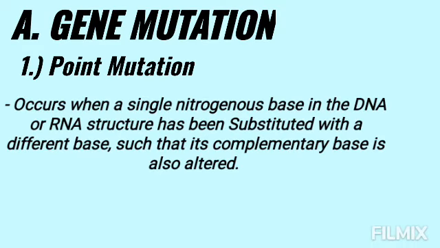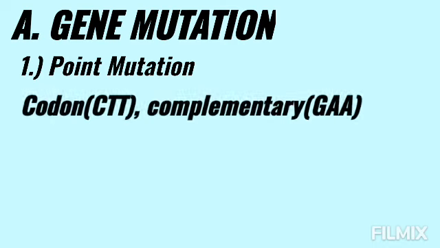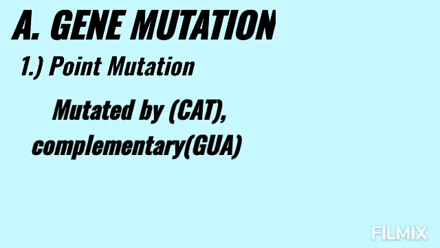Number 1. Point mutation occurs when a single nitrogenous base in the DNA or RNA structure has been substituted with a different base, such that its complementary base is also altered. For instance, the codon CTT and its complementary GAA, which is the code for glutamic acid in normal cells, may be mutated to CAT and its complementary GUA, which translates into the valine amino acid during translation.